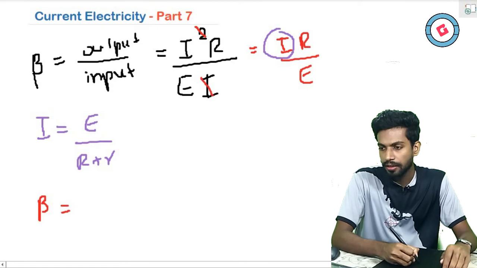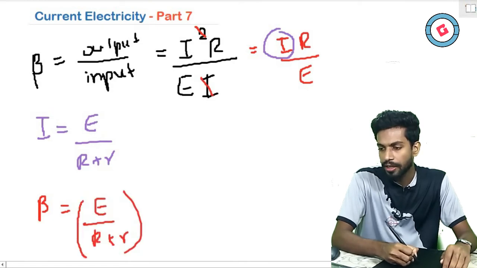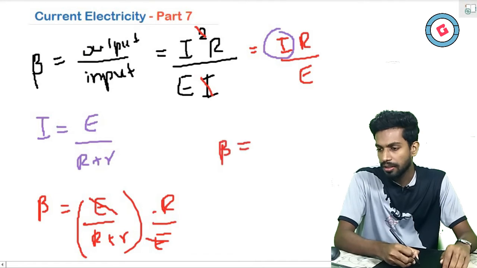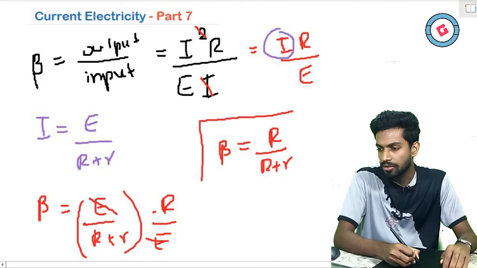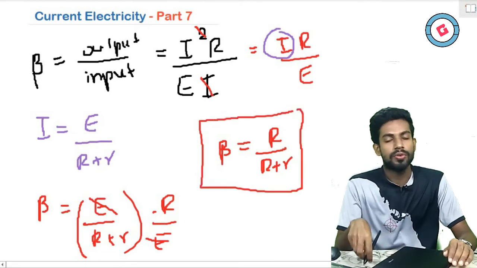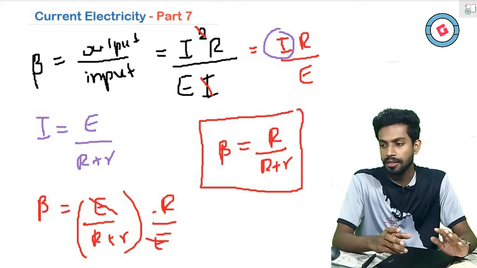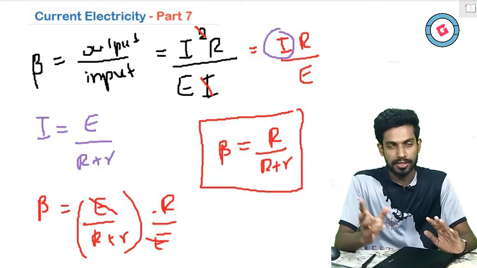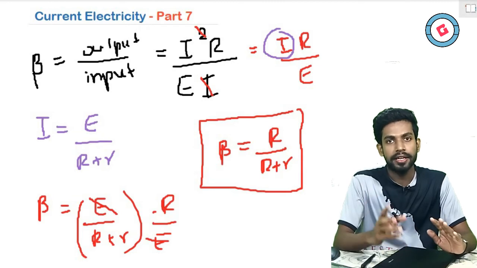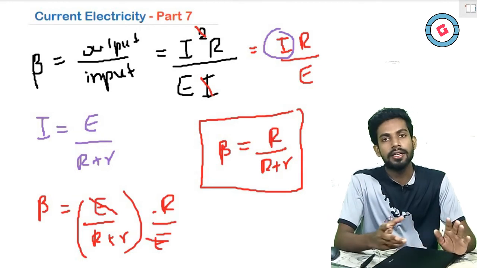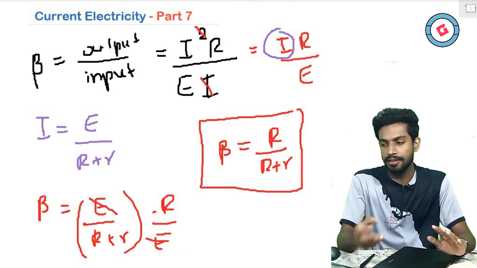So if we substitute this for I, we can obtain efficiency is equal to I times R by E, that is E by (R plus r) times R by E. So that efficiency will be R by (R plus simple r). So this equation can be used to find the efficiency of the external resistor, that is the resistance of the external resistor divided by that value plus the electric cell's internal resistance.